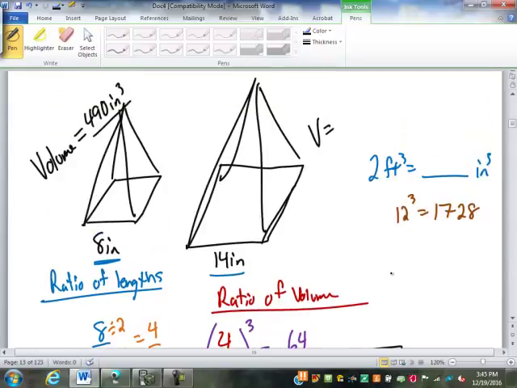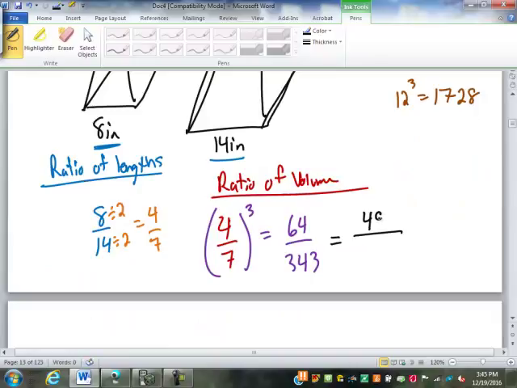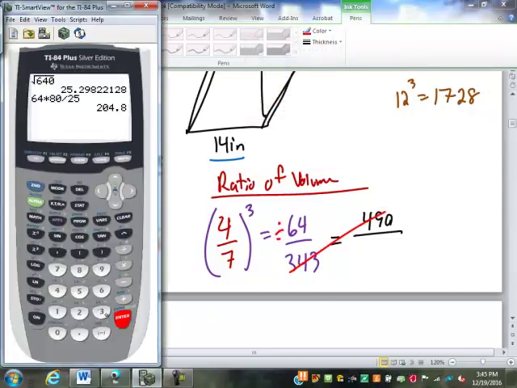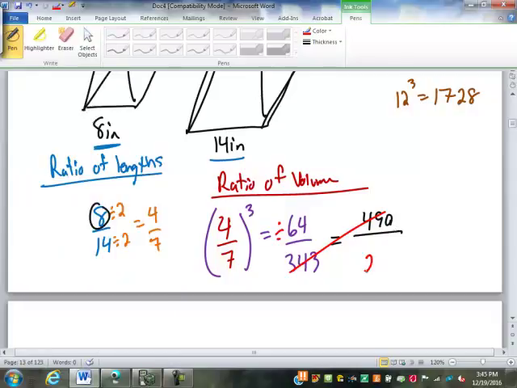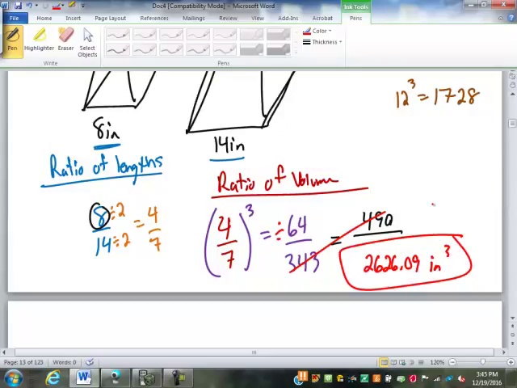Now I had this volume here of 490. That goes on top of the 64 because that came from the 8, from that figure. And we'll cross multiply and divide. 343 times 490 divided by 64 gives us 26.09. That's going to be inches cubed. Does that all make sense?